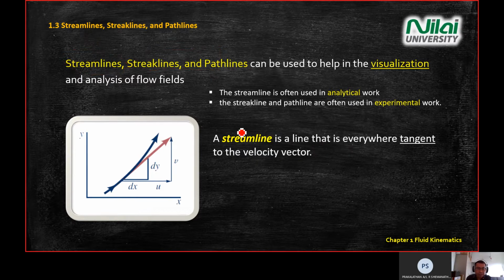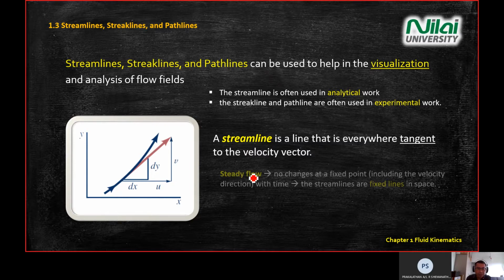Right. So this is a definition for streamline. It's tangent to the velocity vector. A streamline is a line that is everywhere tangent to the velocity vector. Okay. So just a note for streamline.